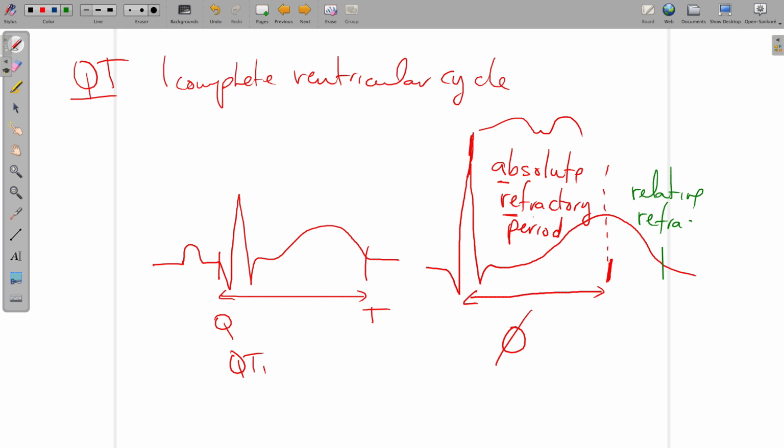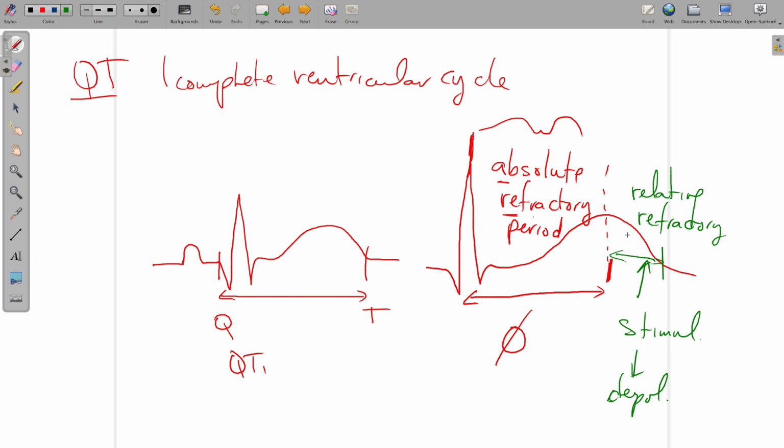And the relative refractory period says that if a stimulus comes into this area and it is strong enough, that stimulus will be able to depolarize those cells that have repolarized in the early phases. So during this phase here, some of the cells have repolarized, and those cells are ready to go again, so that if you get a stimulus that's strong enough, then you're going to get a depolarization of those myocytes that have repolarized. Now, what does that mean exactly?